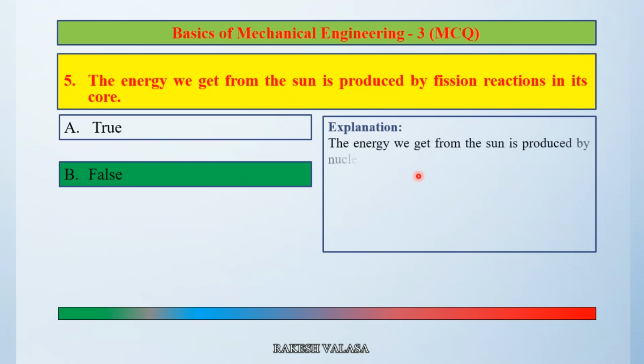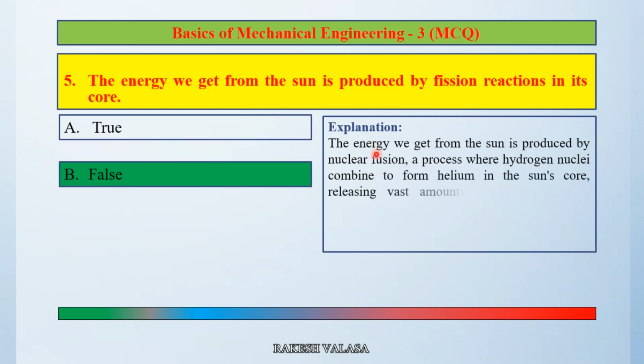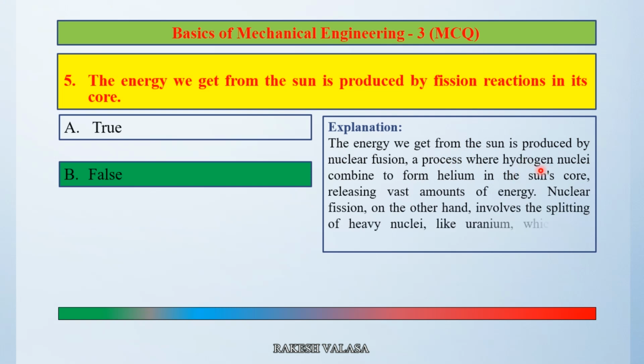The energy we get from the sun is produced by nuclear fusion, not fission. A process where hydrogen nuclei combine to form helium in the sun's core, releasing vast amounts of energy. Nuclear fission, on the other hand, involves the splitting of heavy nuclei like uranium, which is a different process and not what powers the sun. So the correct answer is option B false.